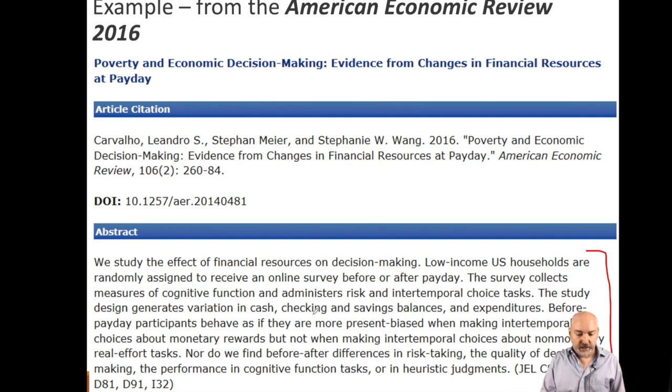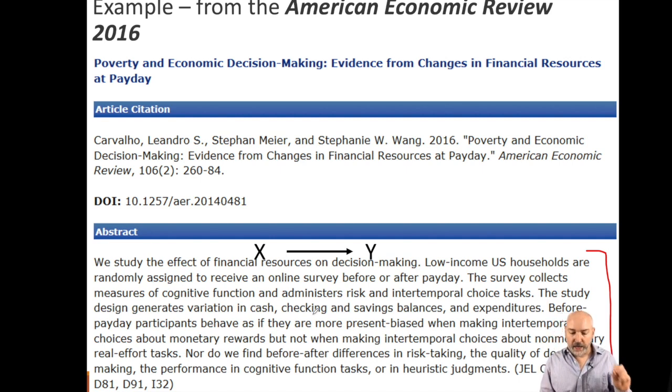"We study the effect of financial resources on decision making." That's a dead giveaway in terms of our first question, right? We study the effect of X on Y. So the effect of, in this case, financial resources, that's their explanatory variable. And how does that impact the left-hand side of their equation, the dependent variable, in this case some measure of decision making?